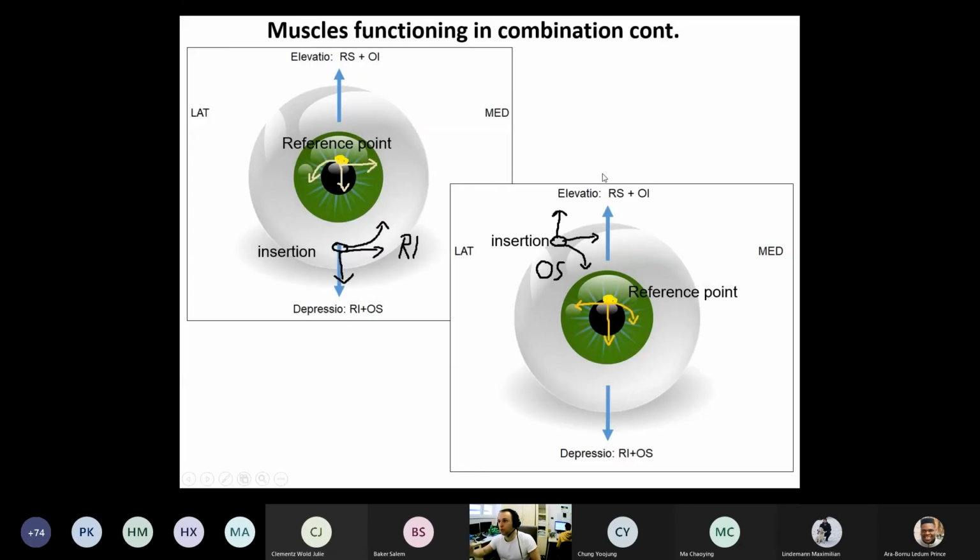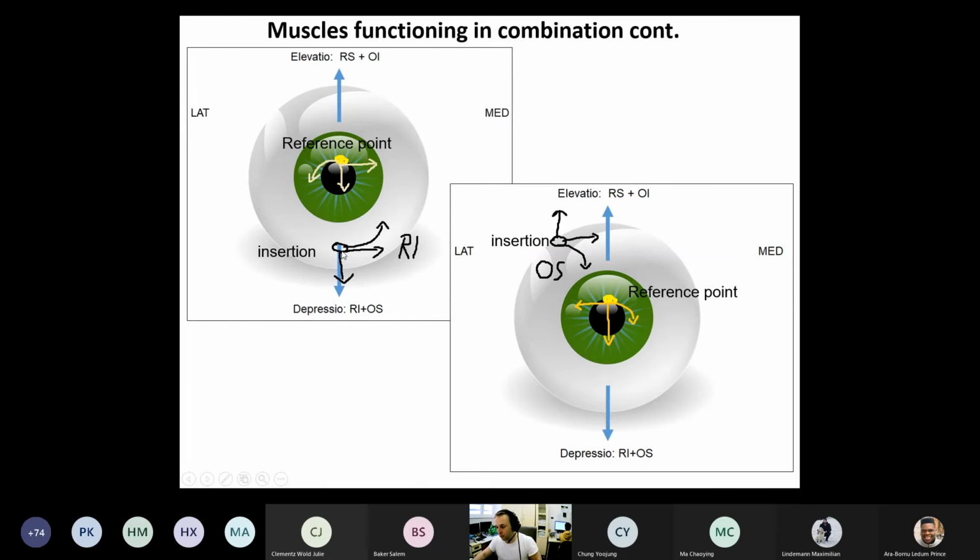Let's move on to depression. So with depression, you have the inferior rectus and superior oblique muscles. First, the inferior rectus muscle. Here is the insertion, so on the front, but inferior part. So this point is pulled downwards. The reference point is also anterior, so this point will also move downwards, so that's depression.